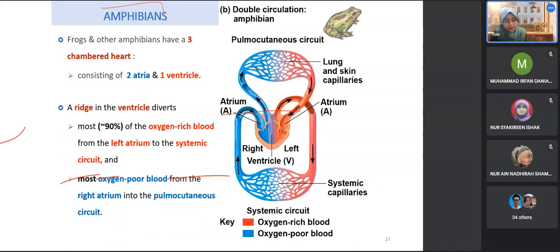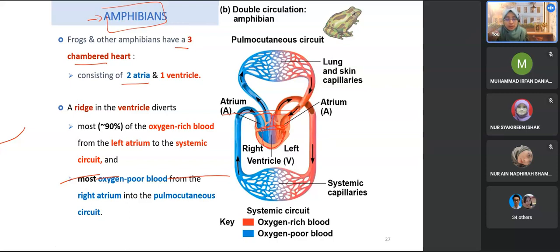So for amphibians, the first organism that we are going to look at here, for double circulation. Frogs and other amphibians have a 3-chambered heart. Whereas fish earlier had single circulation, a 2-chambered heart. Amphibians have a 3-chambered heart and depend on double circulation. So they have 2 atria and 1 ventricle.